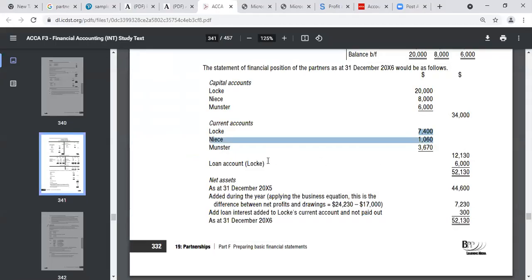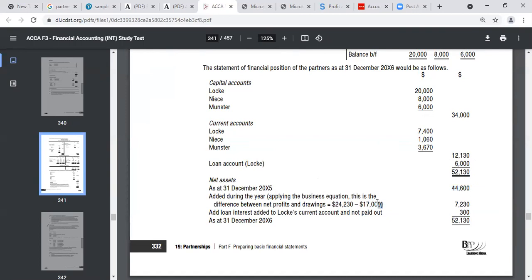And then of course the loan still exists. We shall include it here. Remember, we just charged its interest, but the principal still remains, and this will definitely give us our net assets as at 31st December 2016, right there.